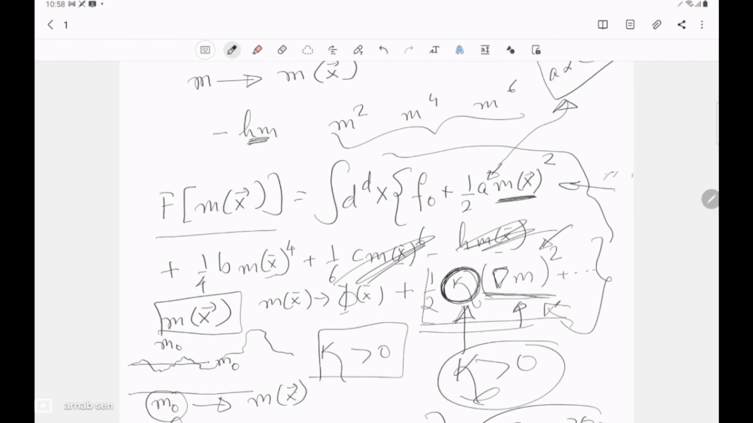Okay, but I think Akshay, you were saying something. So I guess this is used in superconductors, no? Superconductors. No, this is not used in superconductors because in superconductors, the symmetry of the order parameter is something different. So this is not the correct theory for superconductors.